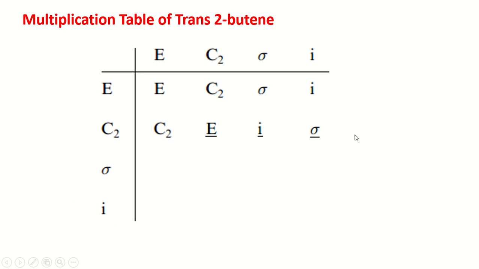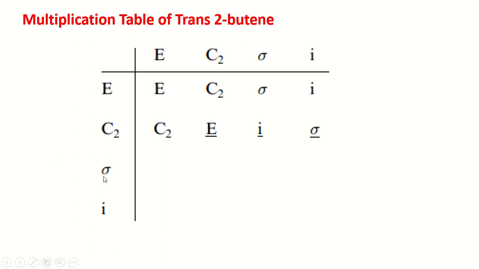Here are the results. We can clearly see that we have discussed, and actually found, the results from our practice for the building of the multiplication table. Now let us talk about the third symmetry operation, which is sigma h, or we can simply say sigma. What happens if sigma multiplies with the identity? The result is sigma, because identity is actually doing nothing. So if we do nothing and then sigma, the result would be sigma.